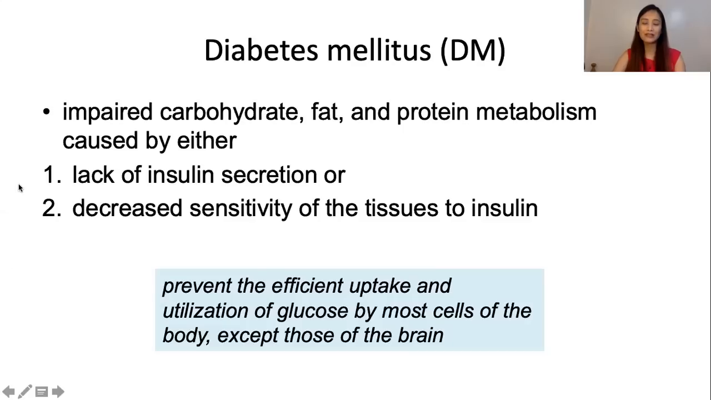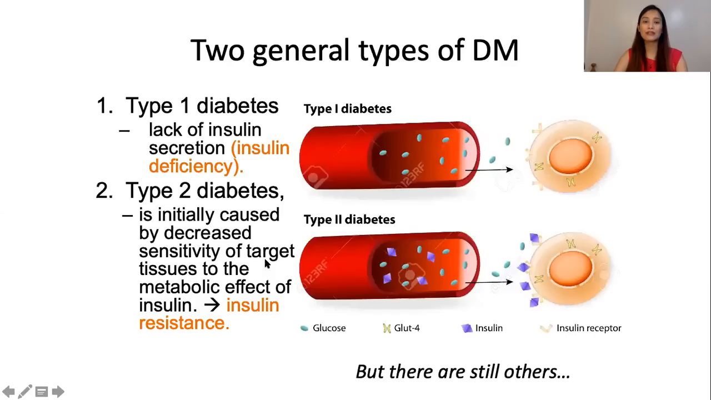That's what you call insulin resistance. The net effect is that insulin resistance or insulin deficiency prevents the efficient uptake and utilization of glucose by most cells of the body, except in the brain. Remember, insulin acts as a key so that glucose can enter the cells. If you don't have that key, the glucose cannot enter and just remains in the blood, so these patients will have markedly elevated blood glucose levels.